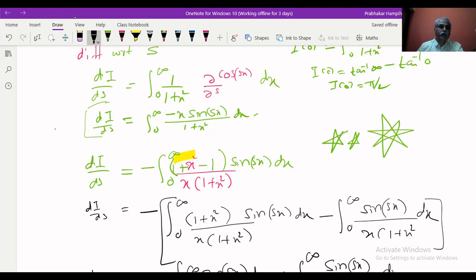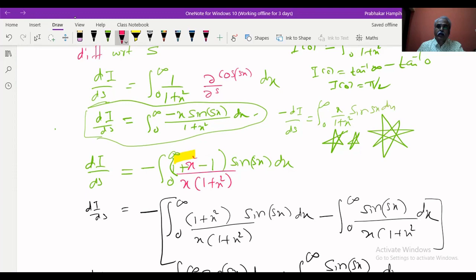When you consider this part, you can observe that dI by ds, I am requesting you to read this dI by ds. If you transfer the minus sign this side, it looks like this: minus dI by ds is equal to integral from 0 to infinity of x by 1 plus x square sine of sx dx. Now exactly this part is nothing but the Fourier sine transform of x by 1 plus x square, what we wanted.